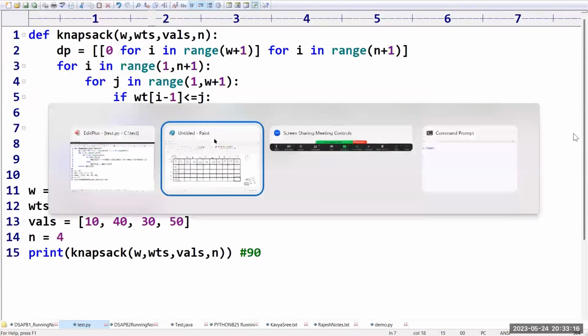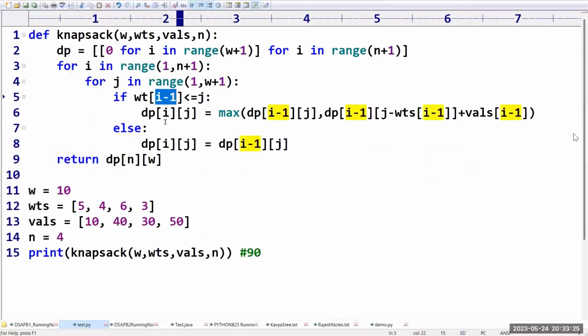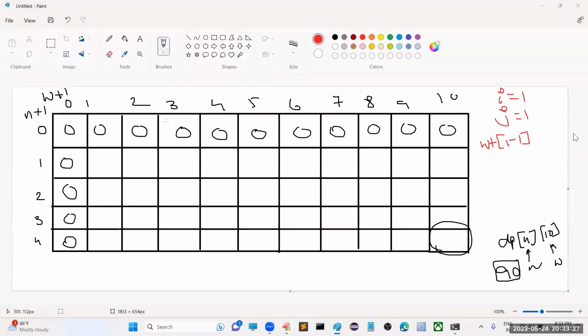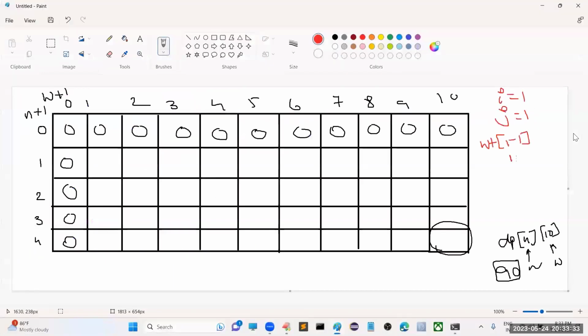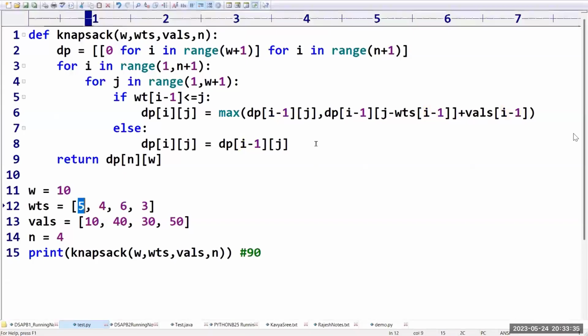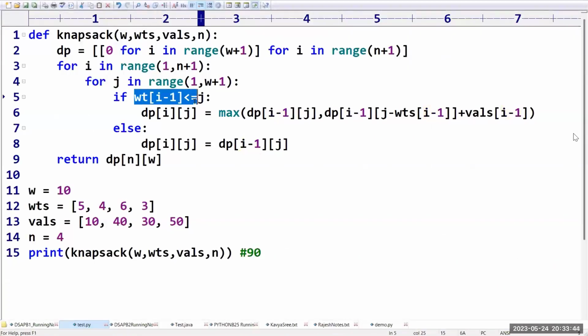So here you can see, weight of, what is the i value? 1. 1 minus 1, which will become 0. So WT, weight of 0 is already there here. So what is the weight of 0? I think it is nothing but 5. 5. Is it less than or equal to j value? What is the j value? 1. Is 5 less than or equal to 1? No. Then this condition is not satisfied.